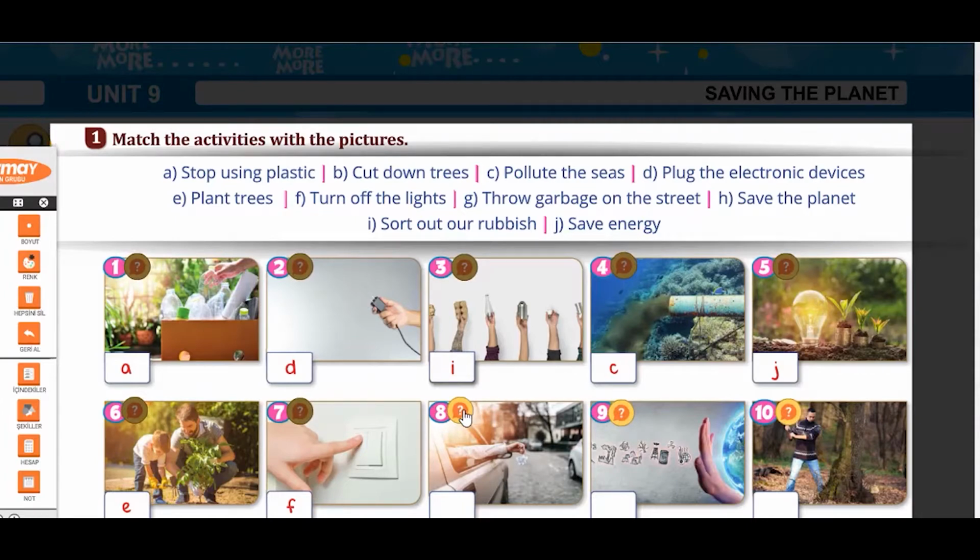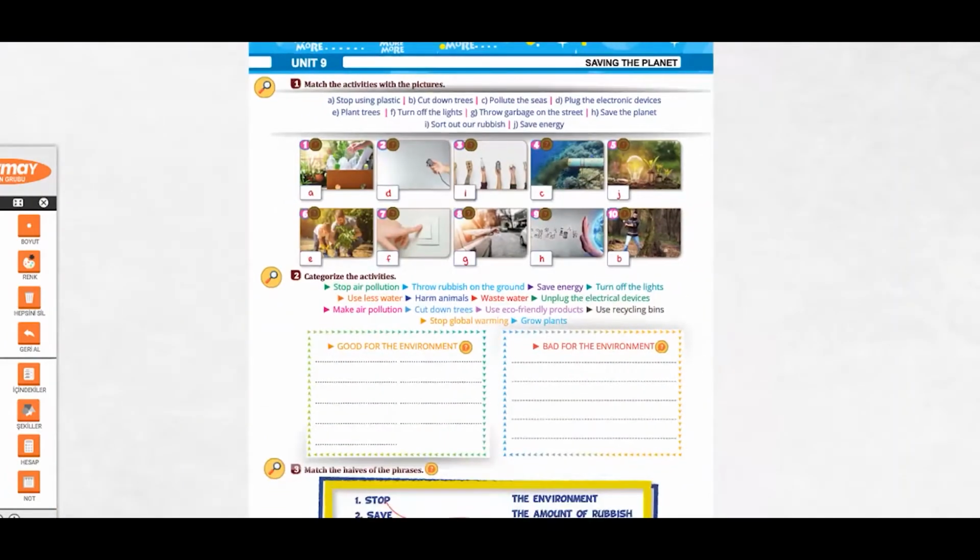Number 8. It's G. Throw garbage on the street. Don't do this, okay? Number 9. It's H. Save the planet. And the last one, number 10. It's B. Cut down trees. Okay, I want you to write these correct answers in your box. Okay, let's go to the next one.